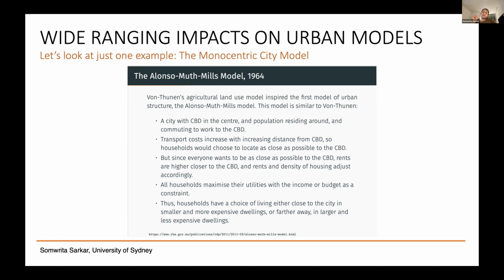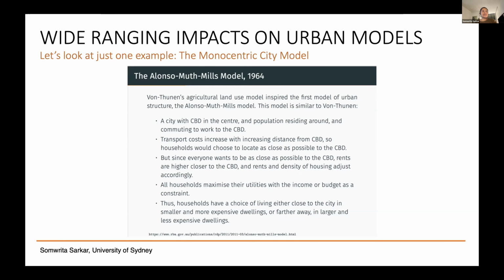But here comes the critical utility maximization argument. It is assumed that all households maximize their utilities with income or budget as a constraint, right? So here is utility maximization in action. Households have a choice of living either close to the city or farther away. If they live close to the city, they have smaller dwellings and pay less in transport costs. If they live farther away, they have larger dwellings and pay more in transport costs, right?